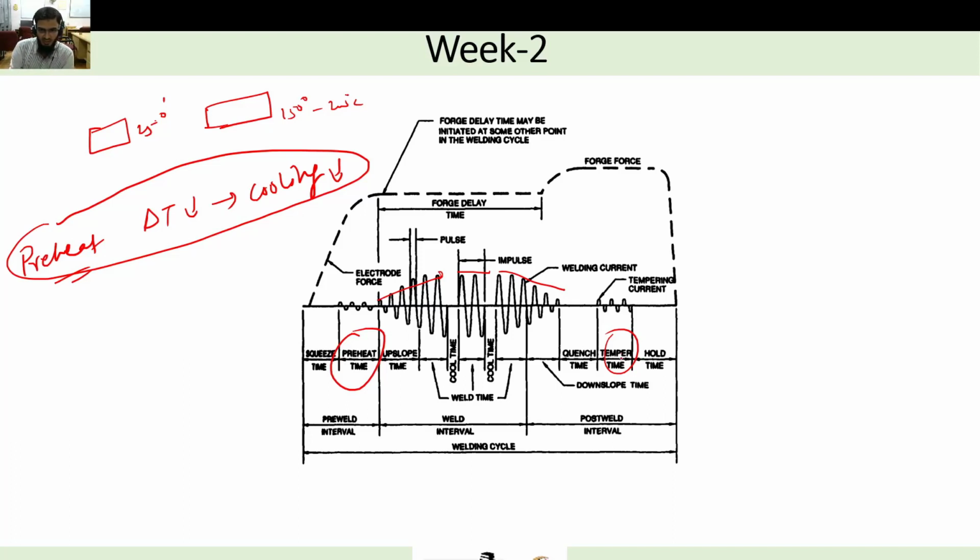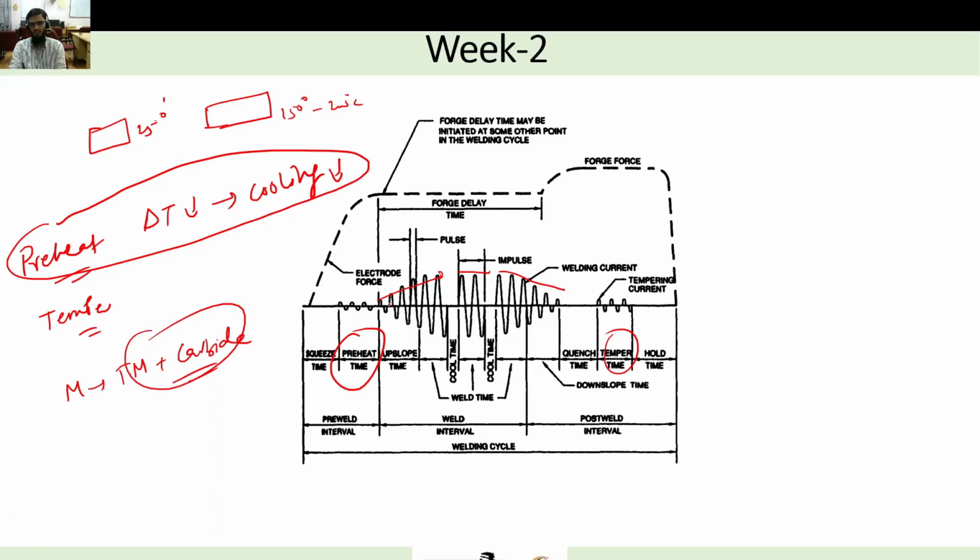The second important thing here is the tempering. Suppose you are forming martensite. In order to improve the strength and toughness, that is ductility plus strength, you have to temper it. That is, after the welding cycle, you have to heat it again so that martensite can transform into tempered martensite plus some carbides. This will improve your toughness, that is ductility plus strength. So that's the purpose of these two main things.